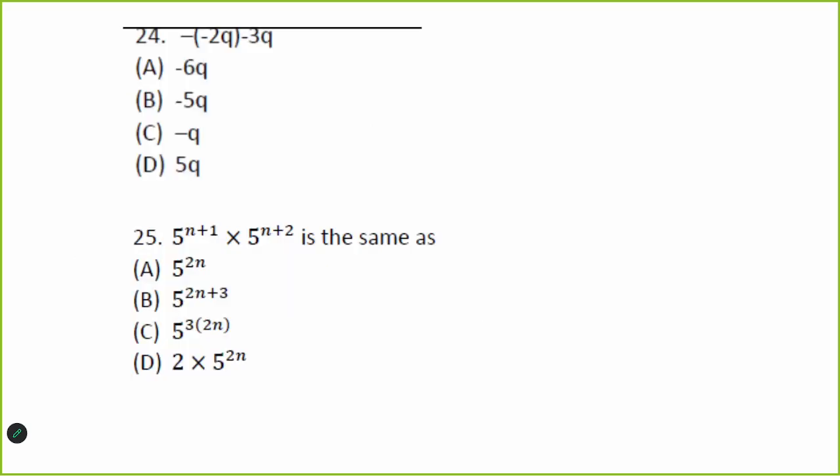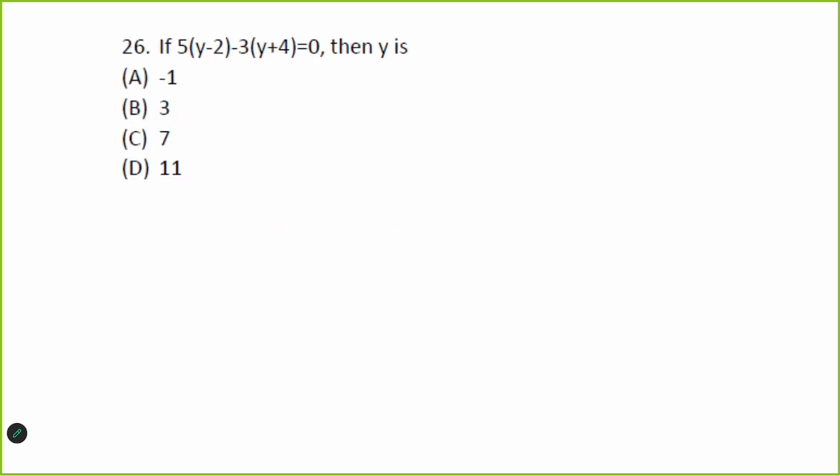Alright? 2q minus 3q would be minus q. So the answer is C. I think we just now did this question. n plus n is 2n, and 2n plus 3, so it'll be B. When bases are the same, when you multiply, you add your powers, right?